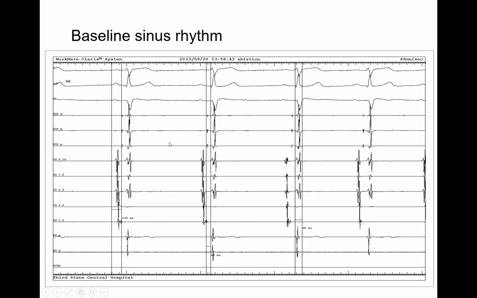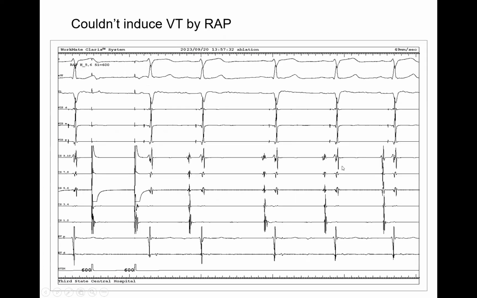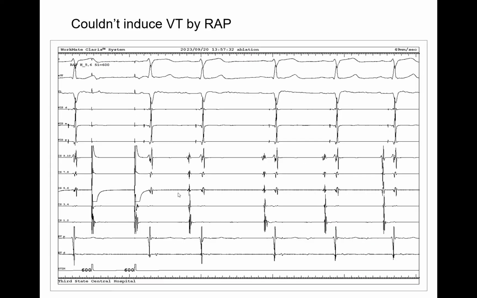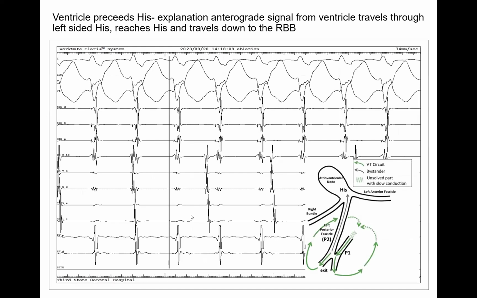This is the baseline sinus rhythm of the patient, and we cannot see any other abnormal findings. We tried to induce the VT from the right atrial side, but as you see here, we cannot induce the VT from the right atrial side. Next, we made the induction from right ventricular pacing, and here the VT was induced.